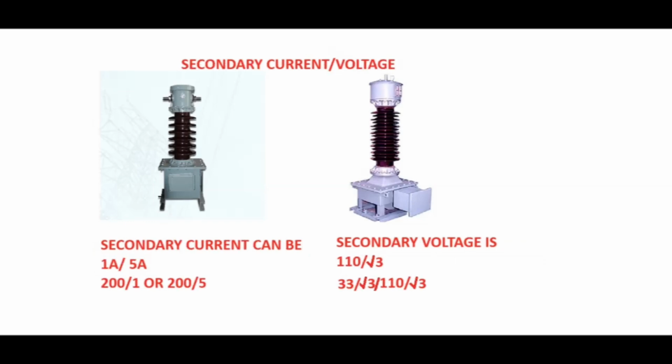Now, secondary current or secondary voltage in the case of CT or PT. In the case of a current transformer, the CT secondary current can be of the order of 1 ampere or 5 ampere, such as CT ratio 200 by 1 or 200 by 5 ampere. In the case of PT, the secondary voltage is in most cases 110 by root 3, that is 63.509 volt. For example, if a 33 kV system PT is used, then the PT ratio is of the order of 33 by root 3 by 110 by root 3. In this case, the PT ratio will be 300.